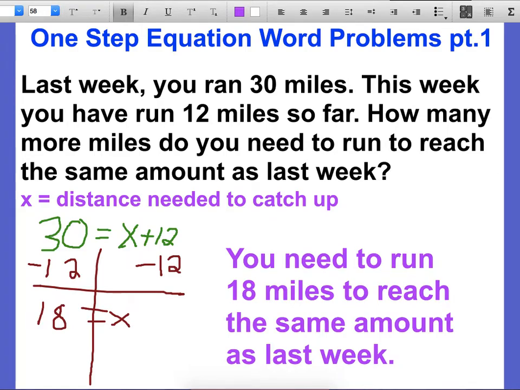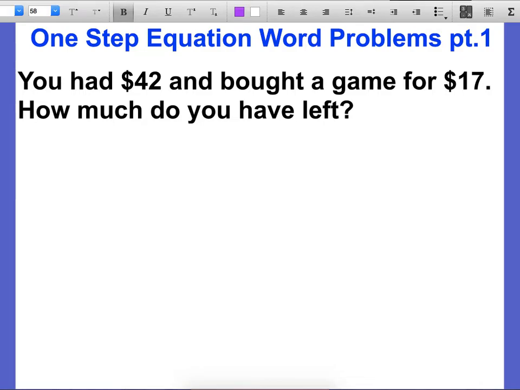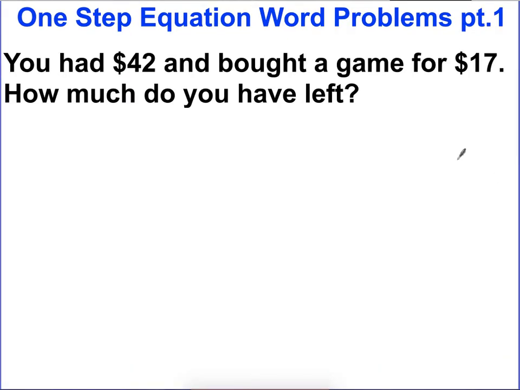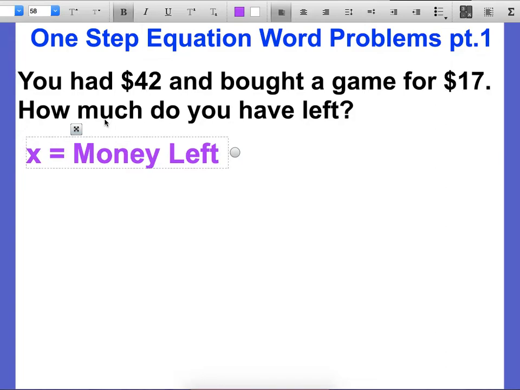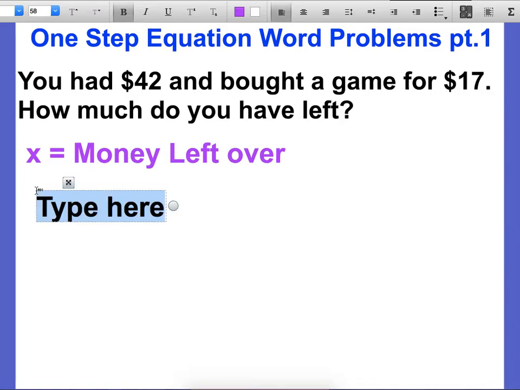All right, let's check out one more example. You had $42 and bought a game for $17. How much do you have left? Again, you might just think 42 minus 17, that's easy to do. Let's look at being able to define variables and write an equation because that's the skill we're looking at. x equals money left over. And I want to write an algebraic equation here, so I can say 42 equals, I bought a game that was $17, so 17 and my money left over.